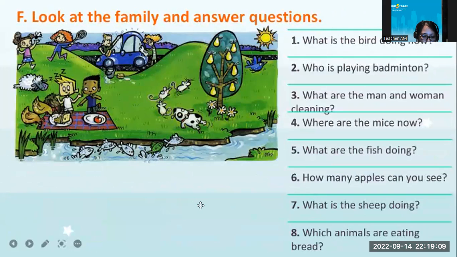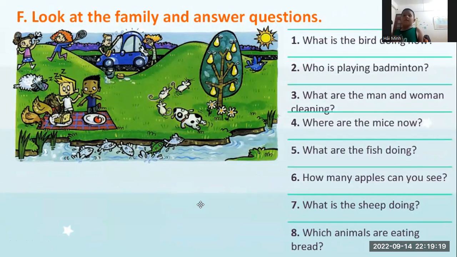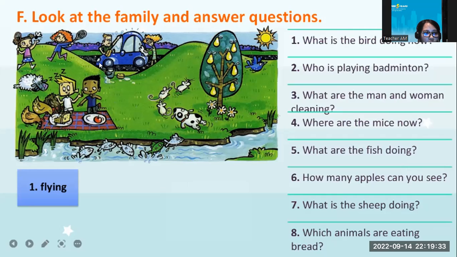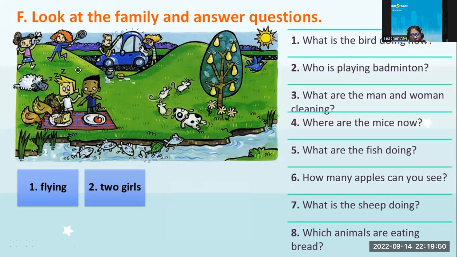What is the bird doing now? The bird is flying next to the trees. Okay. The bird is flying next to the tree. Who is playing badminton? There are two girls. Okay, it's two girls. What are the man and woman cleaning? He's cleaning the car. Okay, they are cleaning a car.